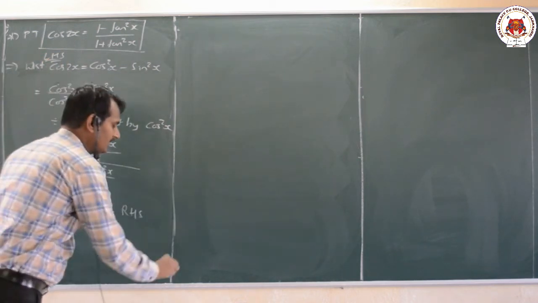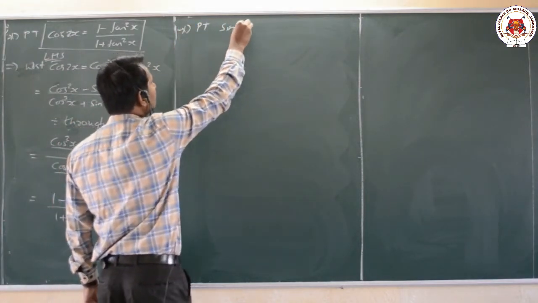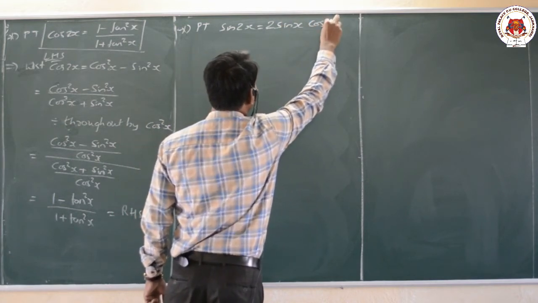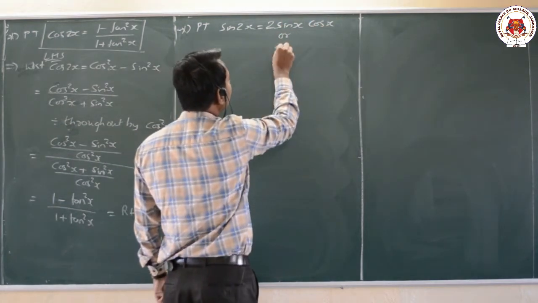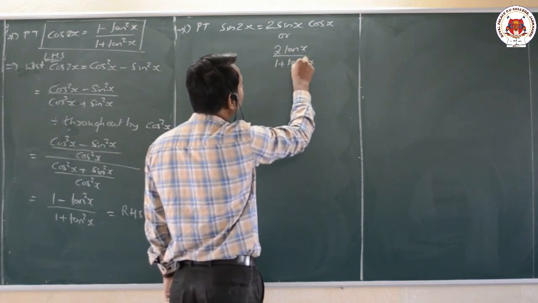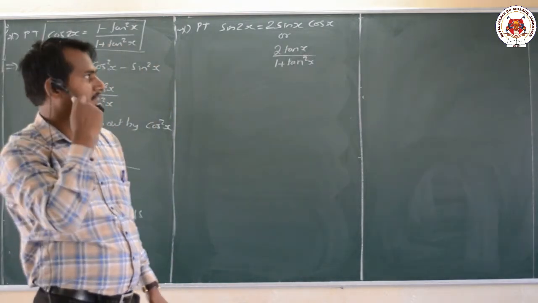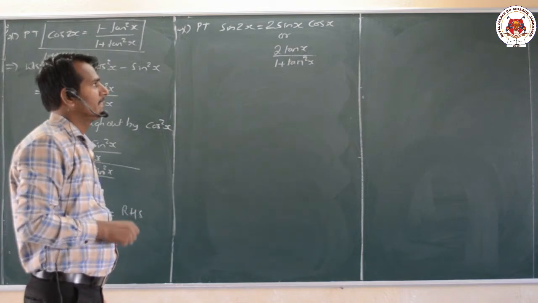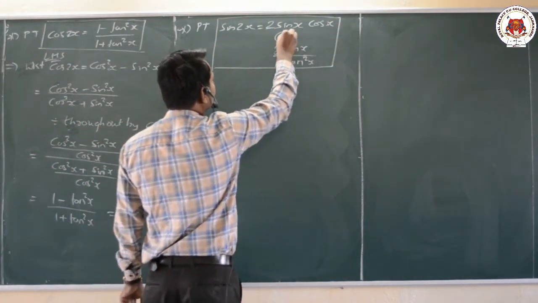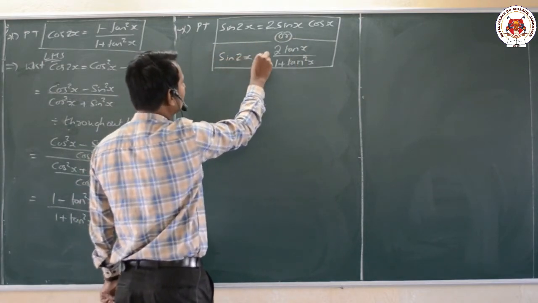Now, let us learn with our next derivations. What are those? Let us observe. Prove that sin 2x equals 2 sin x into cos x, or 2 tan x divided by 1 plus tan square x. Now, we shall prove this particular property. It is a very, very simple thing. Any derivation, any one of the formulas may be used here. Also write here sin 2x equal to.